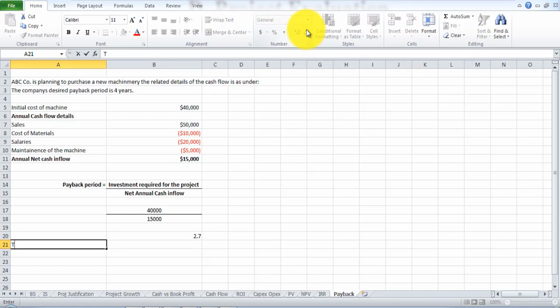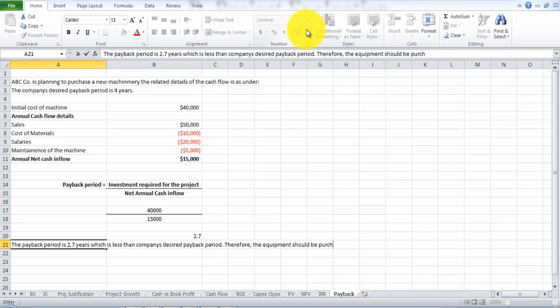So that's less than the 4 years. So to conclude, the payback period is 2.7 years, which is less than the company's desired payback period. Therefore, the equipment should be purchased. Okay, so that was all about payback period. As easy as it could get, guys. There can be nothing simpler than this one project evaluation technique.